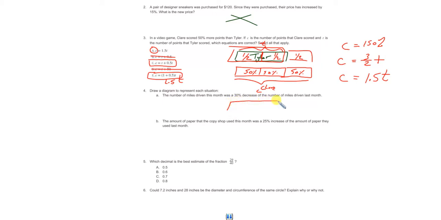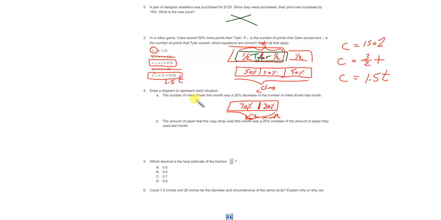Let's start with last month. This right here is last month. And we are breaking that down into 30%. Let's see, that's about 50, 60, 70. So let's say this is 30% and this is 70%. So we've broken it down into 30%.